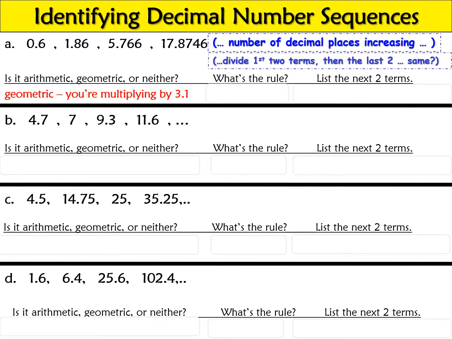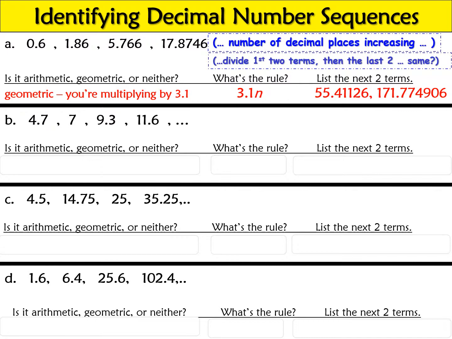So what does that mean? That means we have a geometric sequence, and because we were dividing by 3.1 to move backwards, we must be multiplying by 3.1 to move forward. So what's the rule? Since we're multiplying by 3.1, the rule is going to be 3.1n, and the next two terms in the sequence are going to be 51.41126 (100,000ths), and 171.774906 (millionths), of course. Let's take a look at example B.